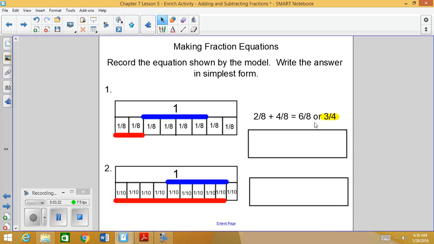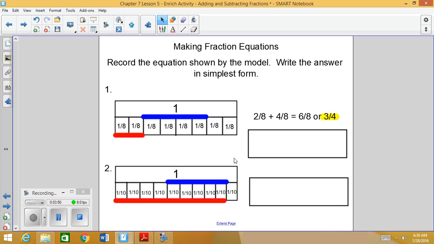But you might see something new over here. I have 3/4. 3/4 is actually turning 6/8 into simplest form. How I did that, boys and girls, is I found a common factor between 6 and 8, which is 2. When I found my common factor of 2, I divided both the numerator and the denominator by 2, and that is how you get 3/4.